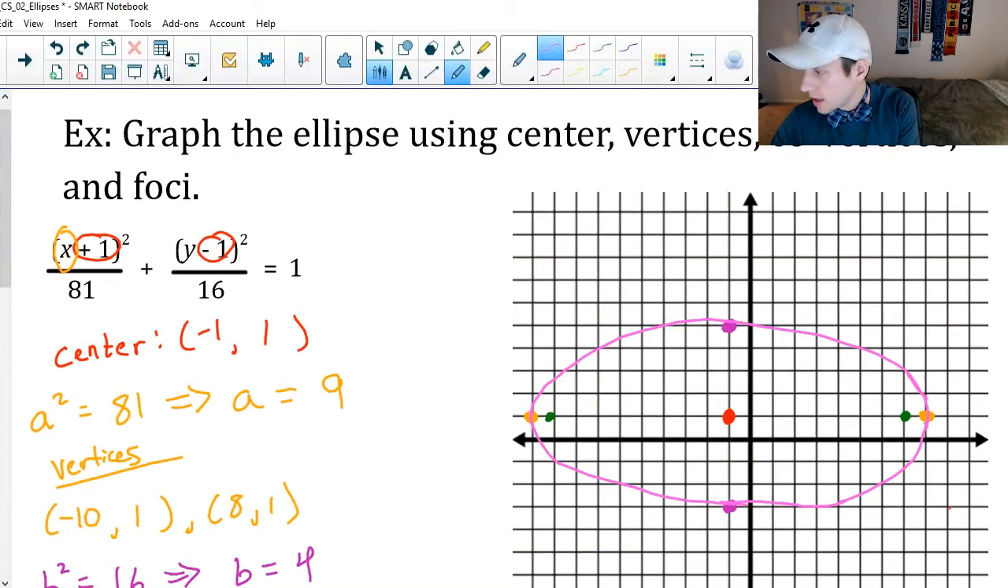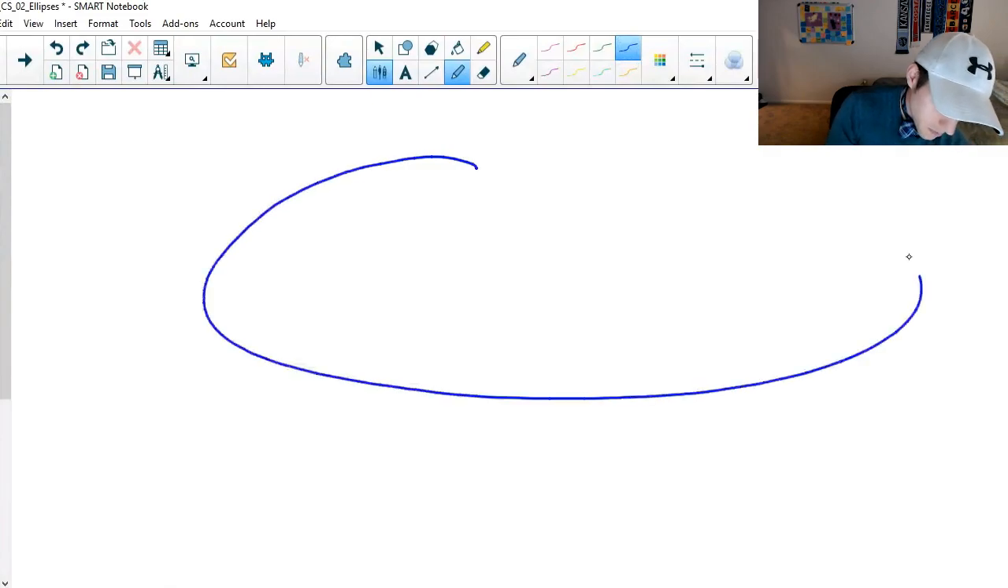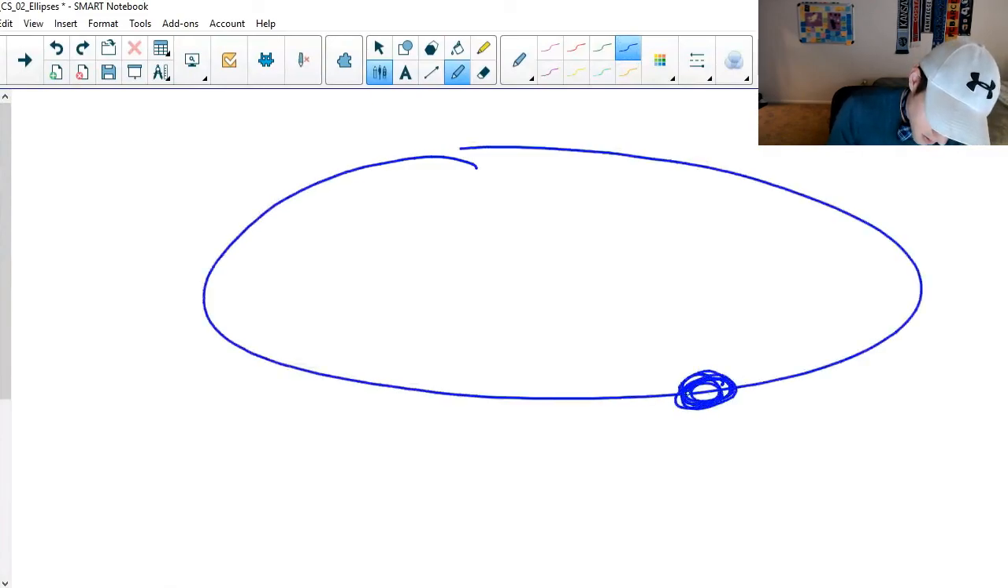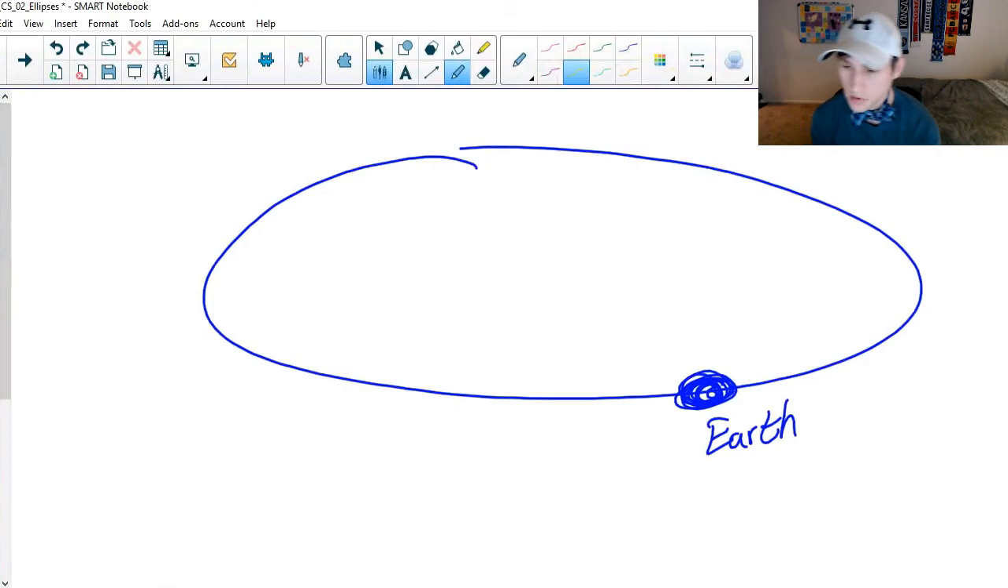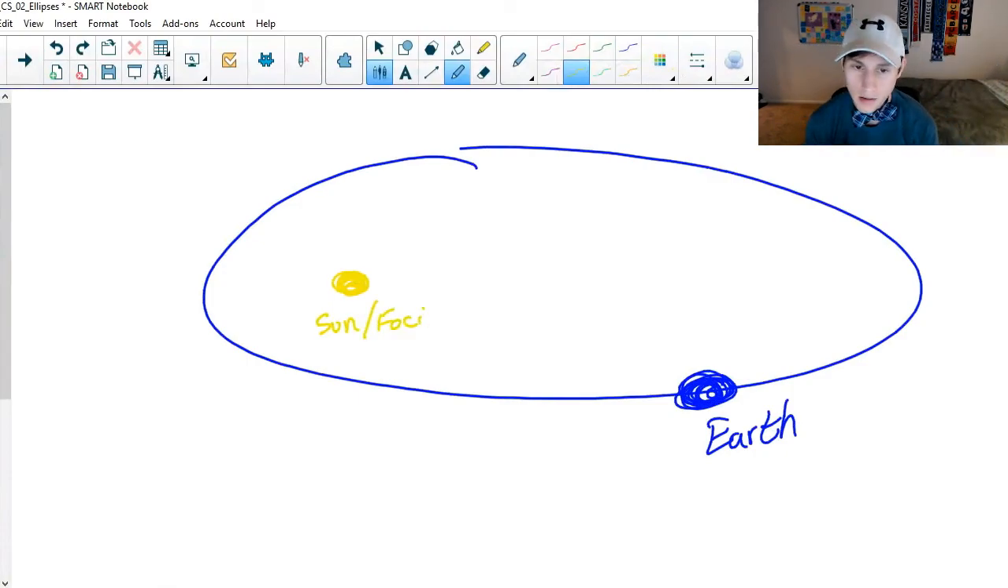What's the point of the foci? Depending on what the problem is, the foci can tell us important information. For example, the example that I mentioned earlier, if you have the Earth traveling around the sun, all the planets move in an elliptical orbit. And it turns out that the sun is actually in the spot of one of the foci.